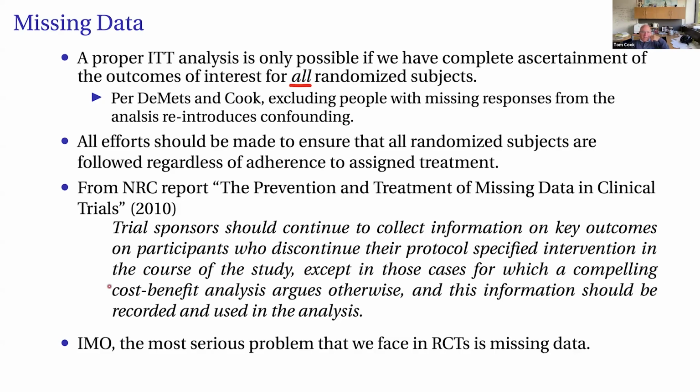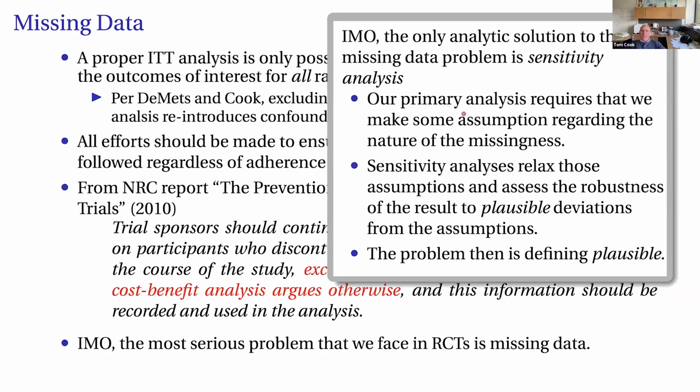Now, when they say compelling cost-benefit analysis argues otherwise, I say, well, if the result of having missingness is that your trial is completely failed, you can't actually draw the conclusions that you wanted to draw, then that's a pretty high cost. And so to avoid having to pay that cost, you either don't do the trial or you make extraordinary efforts to reduce your missingness. So in my opinion, the only analytic solution to the missing data problem is sensitivity analysis.